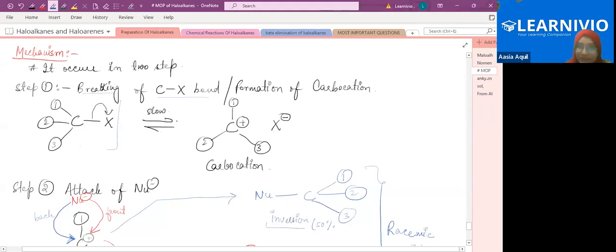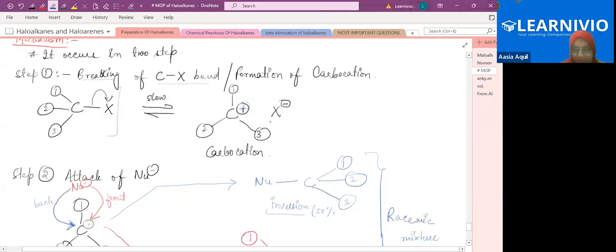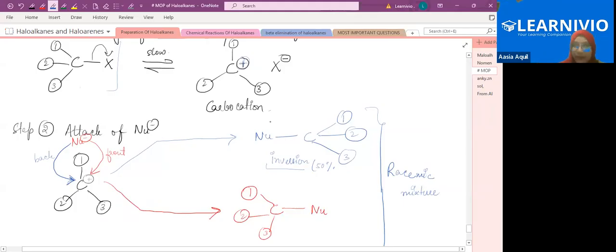And this is the slowest step. This is your slowest step. So the formation of carbocation: when the bond breaks, the carbon will acquire a positive charge and this X will leave. The halogen leaves the group. Okay, first step is done. The formation of carbocation is done.